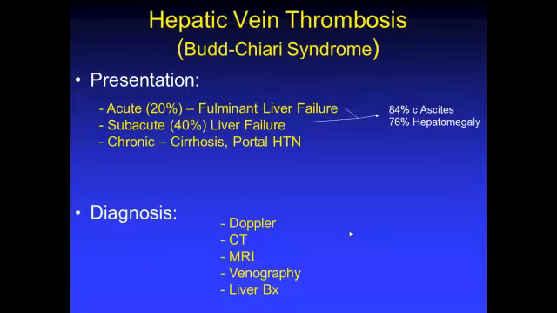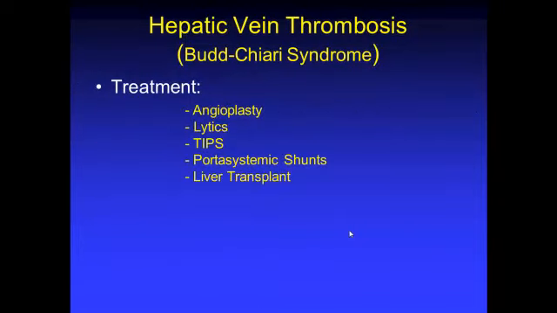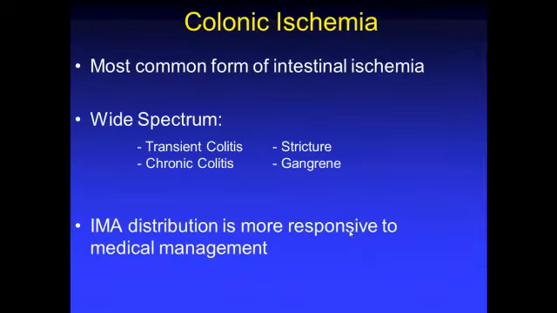Diagnosis is very frequently made with Doppler here, a little bit tougher to make on CT scan or MR, although it can be done. And in some instances of the chronic conditions in particular, liver biopsy is necessary to make the diagnosis. The treatment here is usually angioplasty and lytic agents. TIPS also has a role depending upon how far along the issue is. Portosystemic shunts, surgically, are less commonly used, or liver transplantation, particularly in those patients that have gone on to cirrhosis.